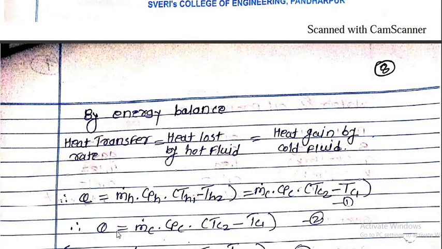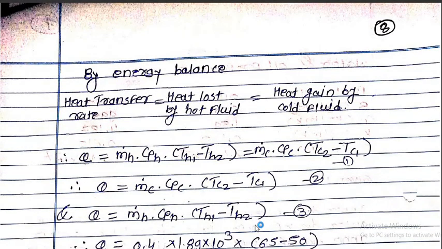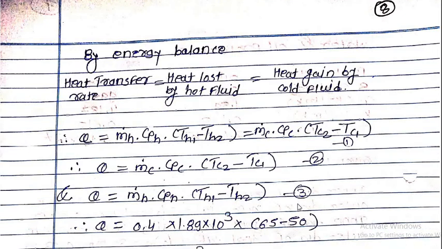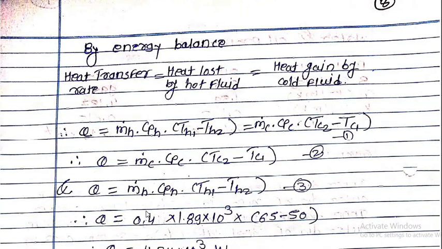So we can take the equation Q is equal to m dot C multiplied by CPC multiplied by TC2 minus TC1, and also Q is equal to m dot H multiplied by CPH multiplied by TH1 minus TH2, by considering equation 3. In this equation 3 we put all the values, because we know all these values. Here in equation second we don't know the TC2 value, so for calculating Q we should not consider this equation. For that purpose we have considered equation number 3.